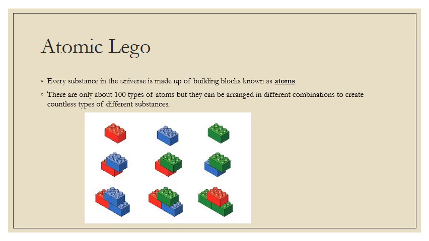There are about 100 types of atoms, but they can be arranged in different combinations to create countless types of different substances. So if you can imagine those Lego blocks, you can see I have 3 different colours, and you can see I've got multiple combinations there. And there are probably some that you can probably see yourself.